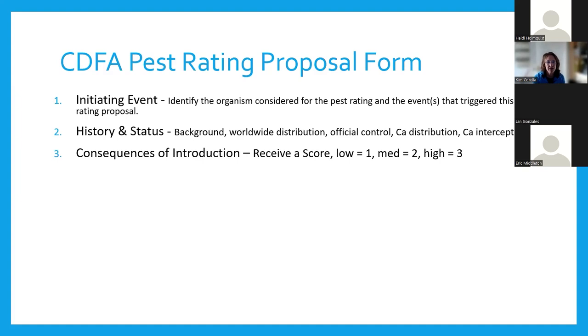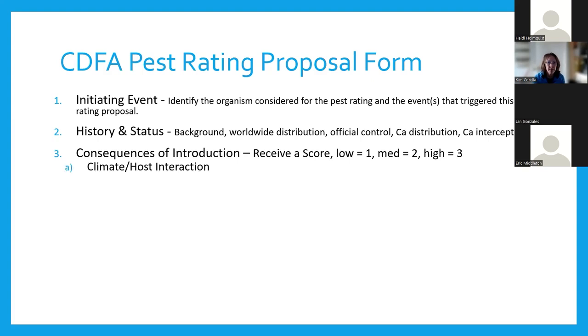And then you get into the consequences of the introduction. This is where the scores begin. There's 5 or 6 subsections underneath here, and each of them receive a score of a low, medium, or high. And those are all tallied up, and that is part of the final score that designates the pest rating.